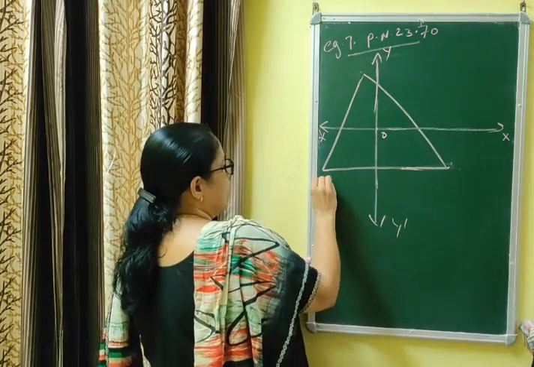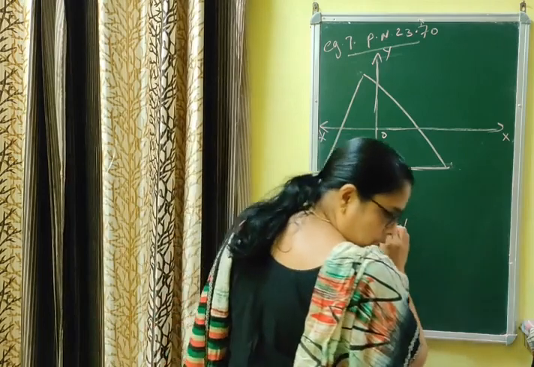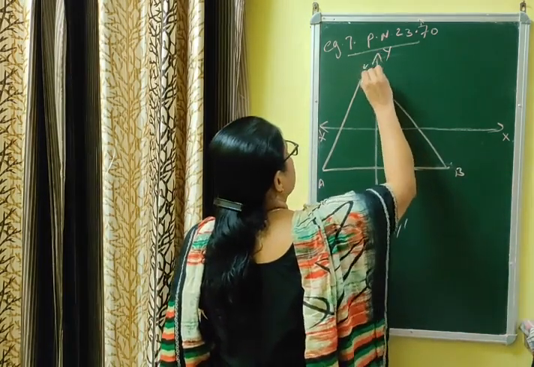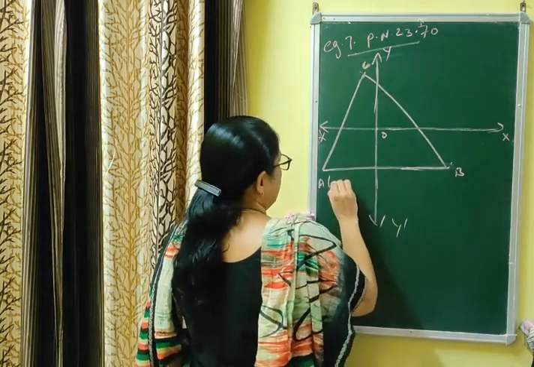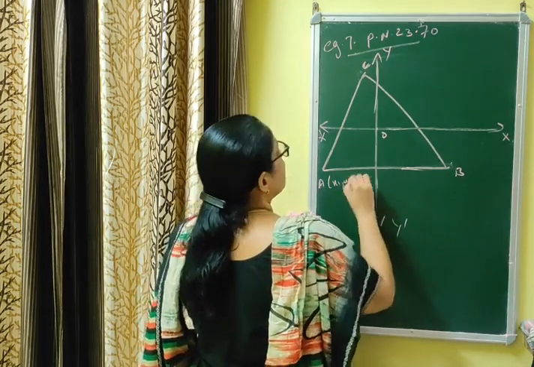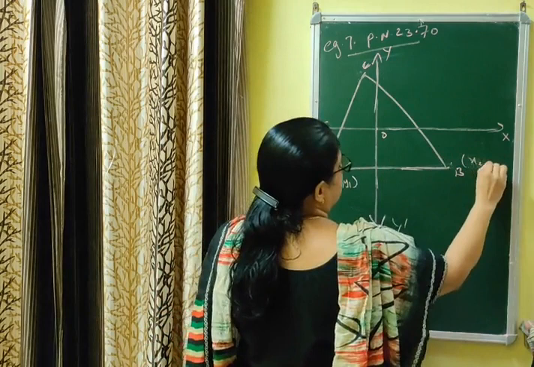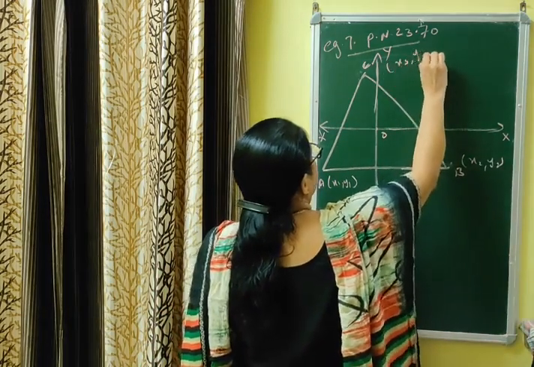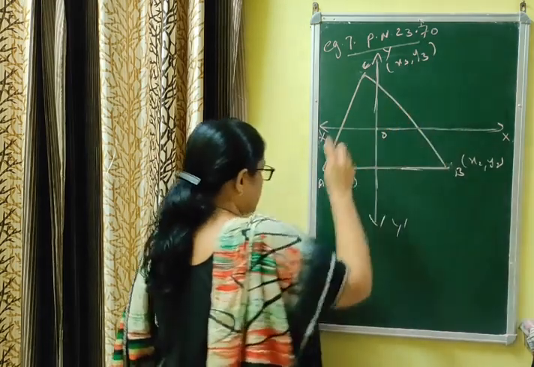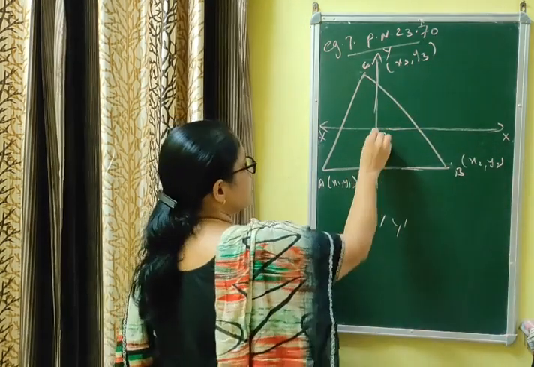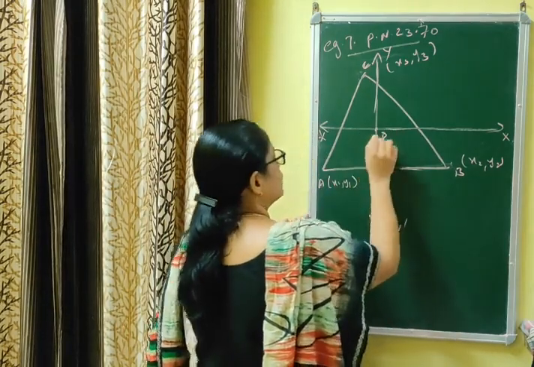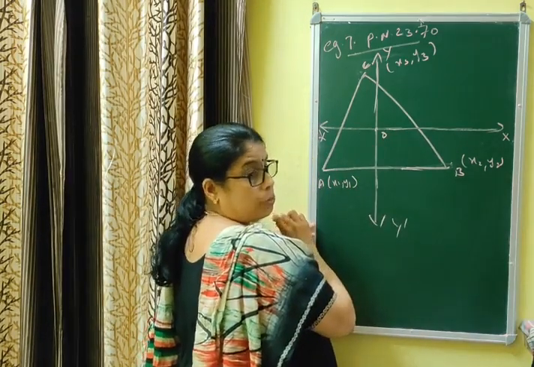Now let ABC be the vertices of the triangle with coordinates A (x1, y1), B (x2, y2), and C (x3, y3). I have to rub the figure, so concentrate on this figure. Now this is the centroid. Centroid is the point of intersection of medians.